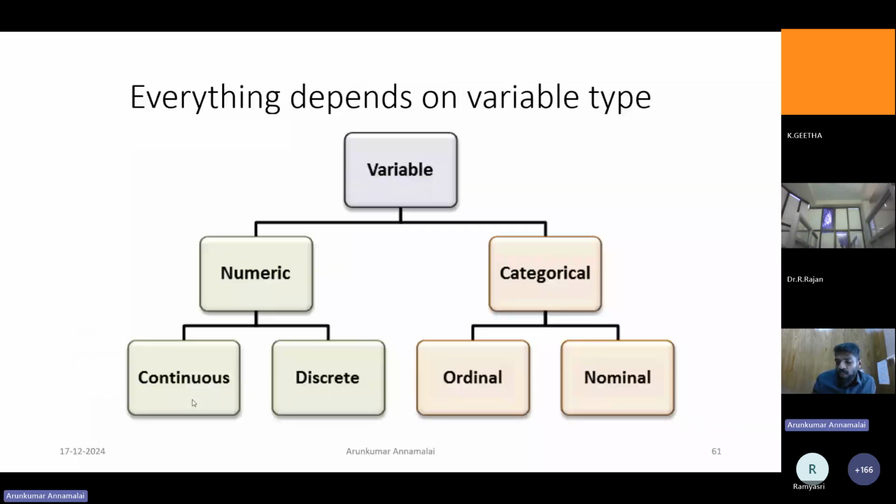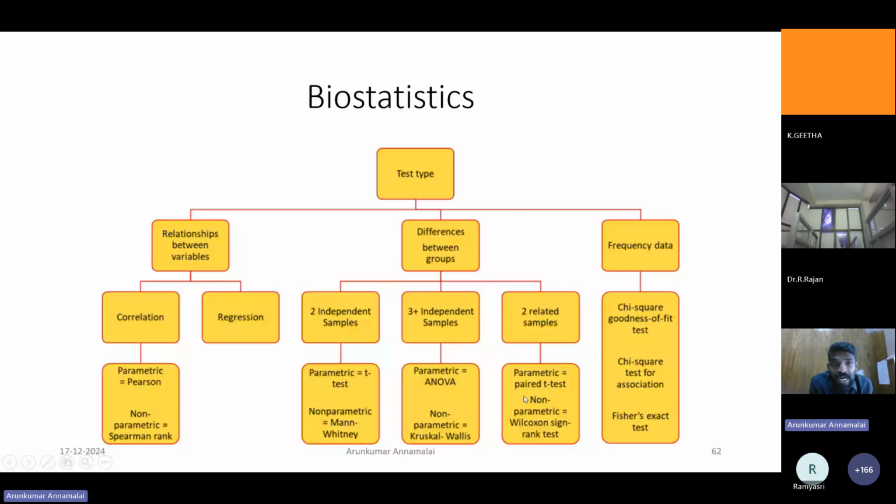And this is a very common thing that we have when it comes to data science, depending on the variable type, whether it's a numerical variable or a categorical variable. For numerical variables, you have continuous or discrete. In categorical, you have ordinal or nominal. And for biostatistics, the test depends on what we are looking for.